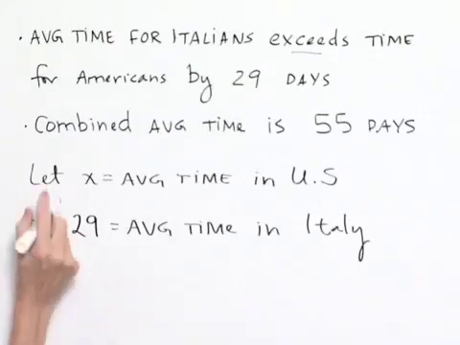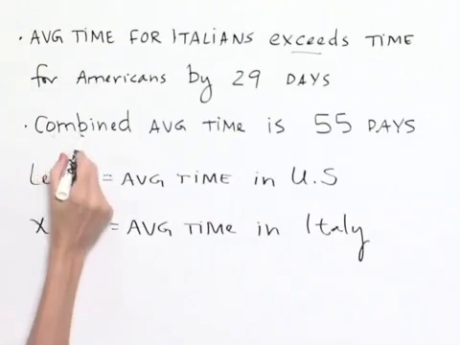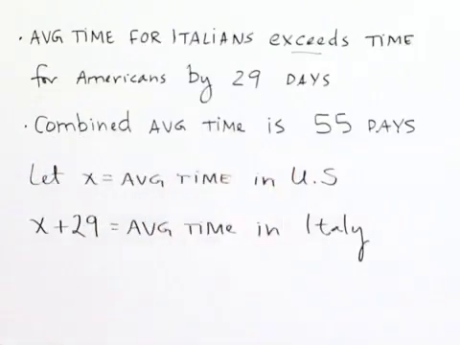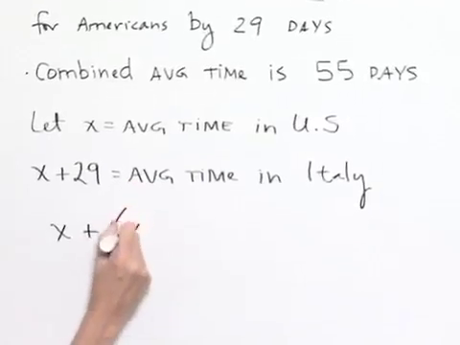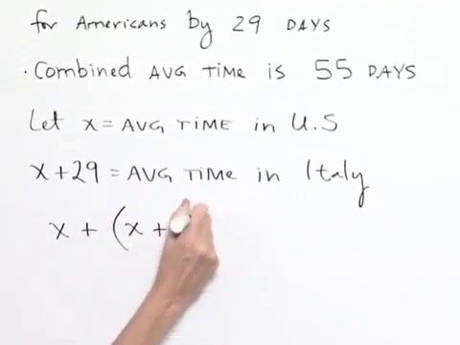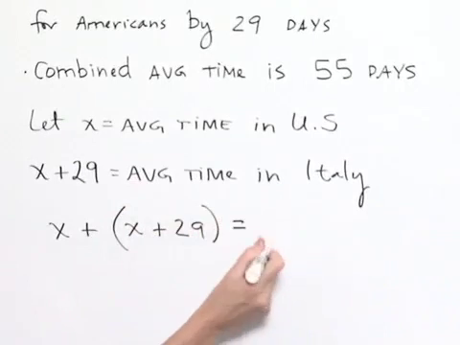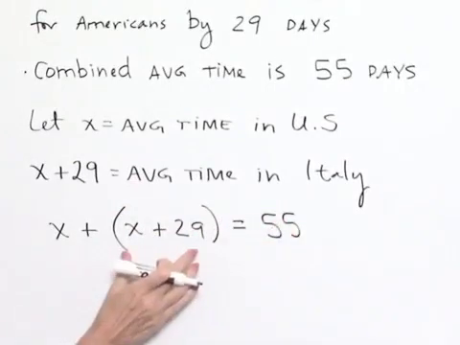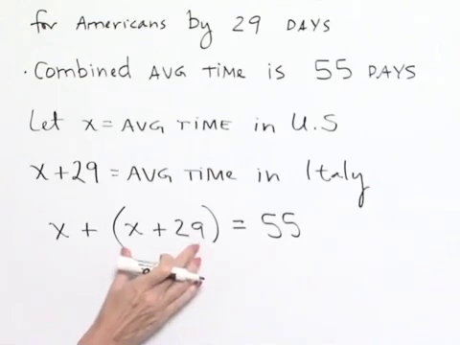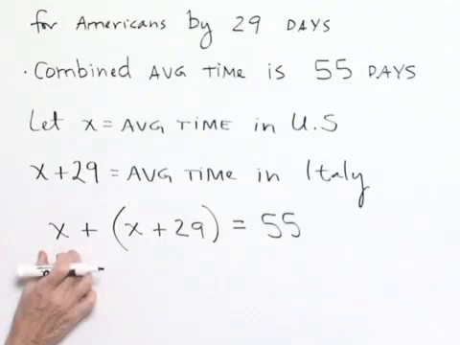We can now use the second bit of information, that the combined average time is 55 days, in order to come up with an equation. If we take the average time for the US, which is x, and we add to that the average time in Italy, which is x plus 29, we're going to end up with our combined time, which is 55. Now, the parentheses here are going to indicate that we have x plus 29, which is for the average time for Italy, added to our value of x.